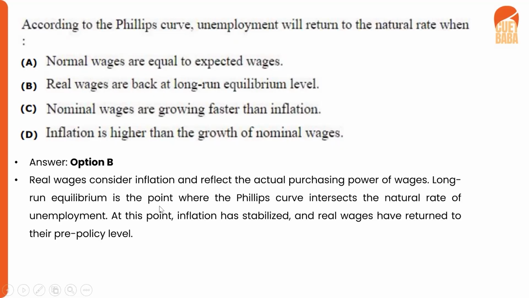You can read the other options, but then you can clearly identify that it's option B, because the real wages consider the inflation and reflect the purchasing power of wages. So it's at the long run, that is the point where the Phillips curve intersects the natural rate. And at this point, the inflation has stabilized and the real wages would also return to the pre-policy levels. So here the right answer is option B, where the real wages are back at the long run equilibrium level.